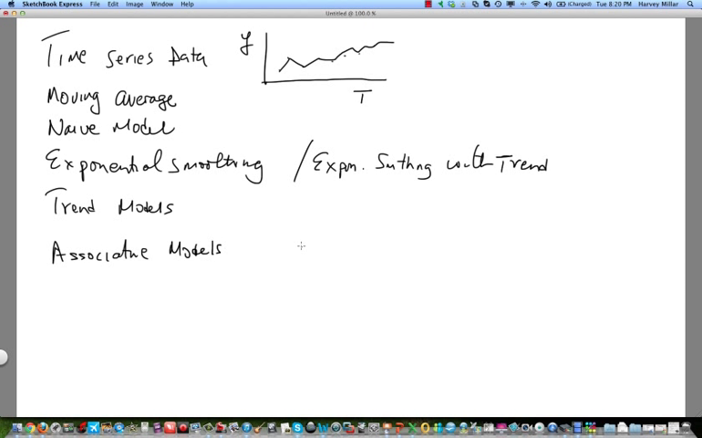Okay. Now we have some non-time series models which we refer to as associative models. And associative models means that we have y as a function of some variable x, or it could be x1, x2, up to xm, which is basically a number of independent variables of which y happens to be a function of all of those.